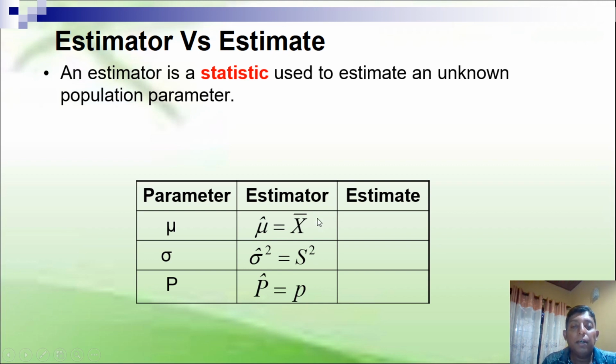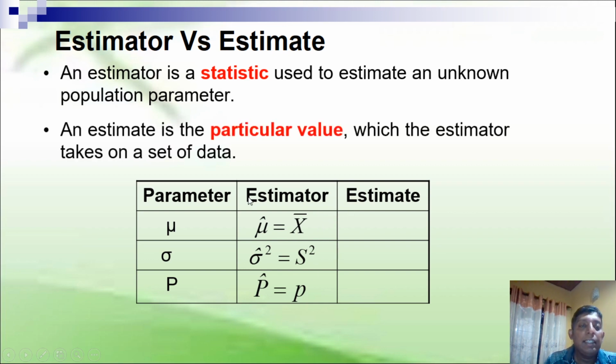The estimate is a computed value. An estimate is the particular value that the estimator takes on a set of data. For example, if we know the sample observations in the sample, then we can calculate the x bar value. For example, we can say the mean value of that sample is 15.7. That value is considered an estimate for this population parameter mu. The estimator is x bar, and using that estimator we can calculate the estimate value.